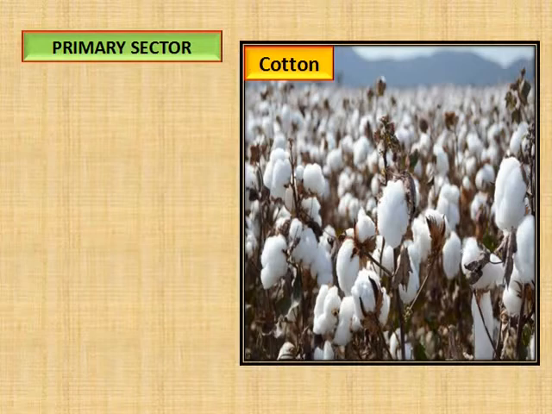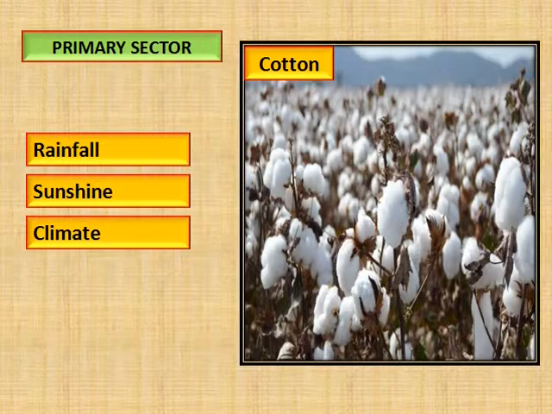So what about primary sector, which is the first one? This includes many activities. Take for example the cultivation of cotton. It takes place within a crop season for the growth of the cotton plant. We depend mainly, but not entirely, on natural factors like rainfall, sunshine, and climate. So the product of this activity, cotton, is a natural product.